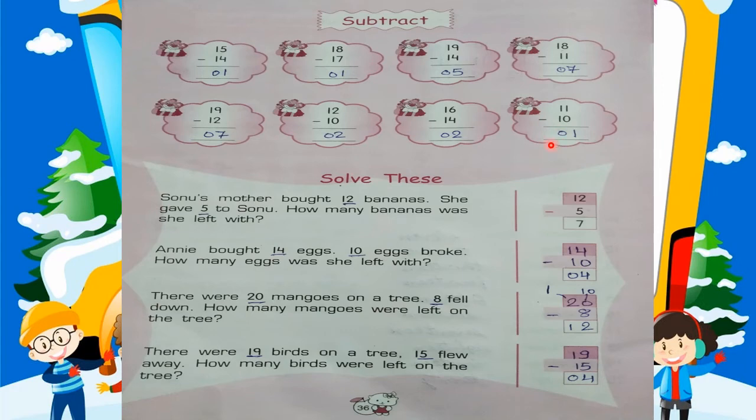So, is it clear, class, how to do this question? Firstly you will solve the ones position number, then the tens position. Okay. Now here there are some word problems. You have to read them carefully and then solve them.